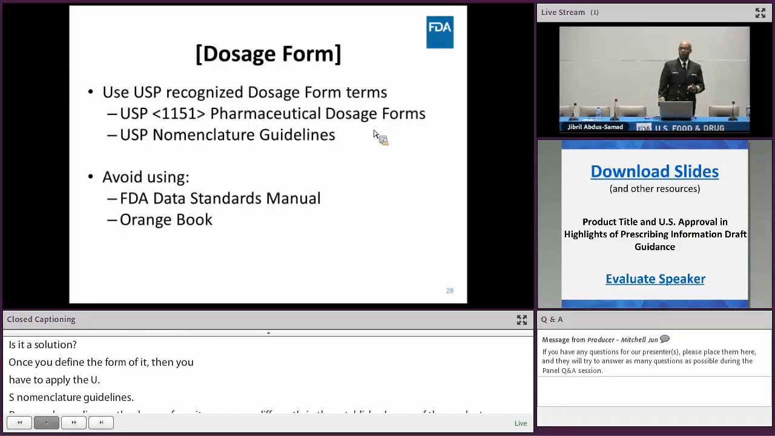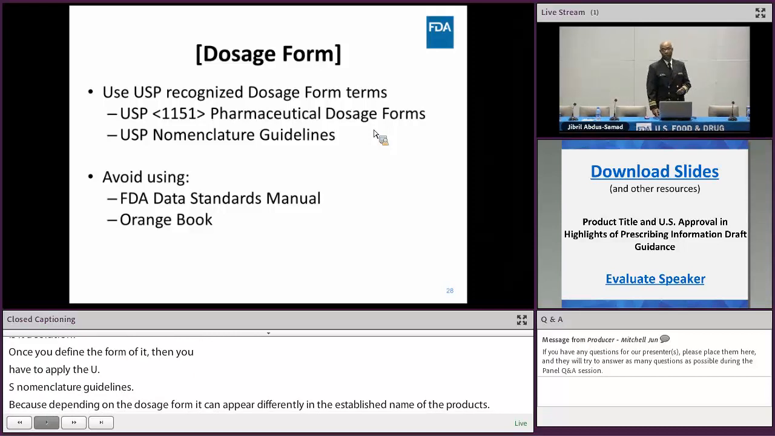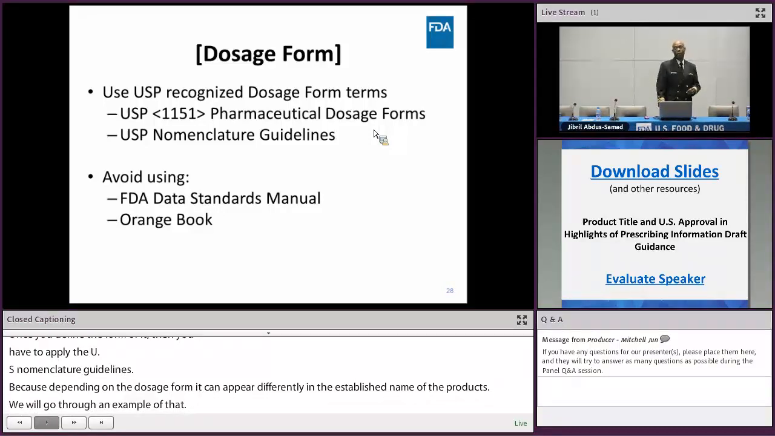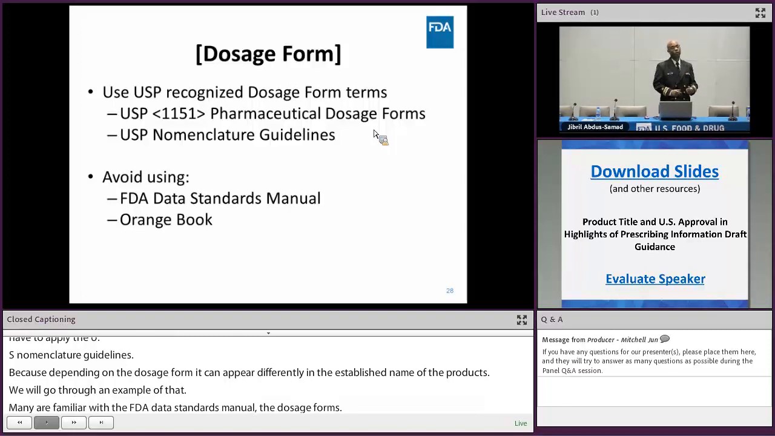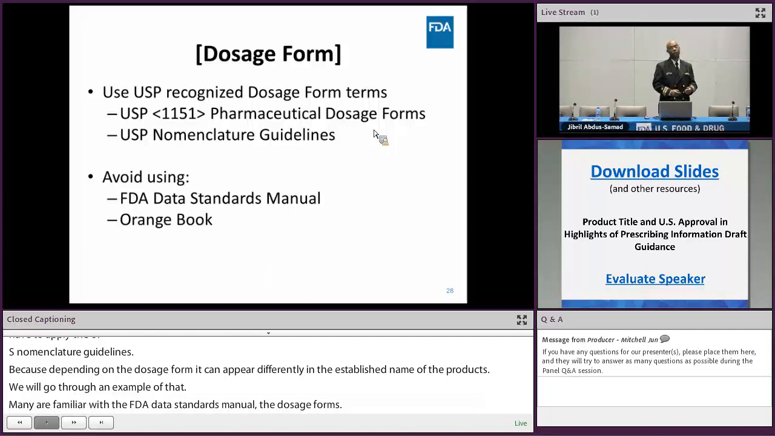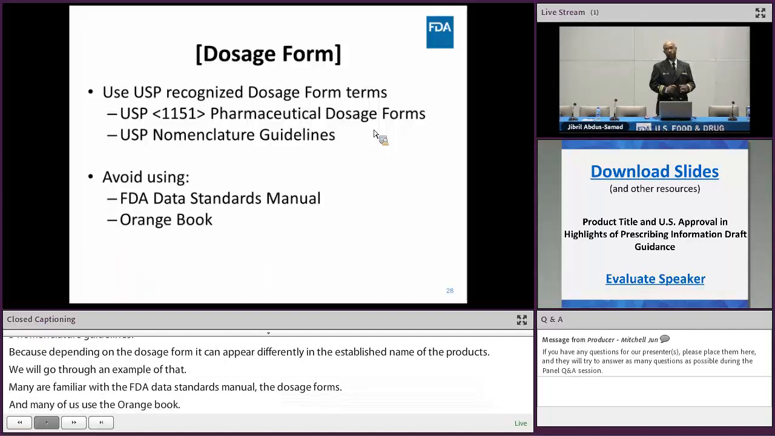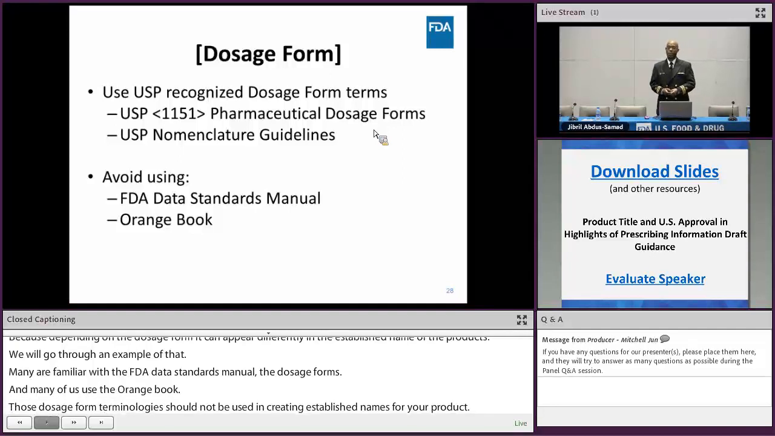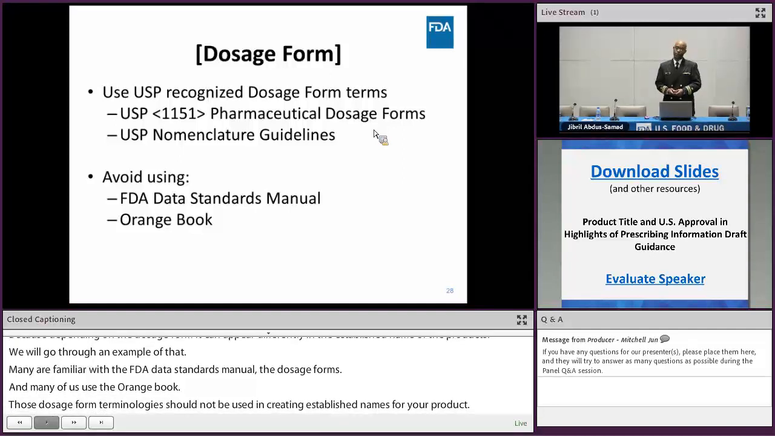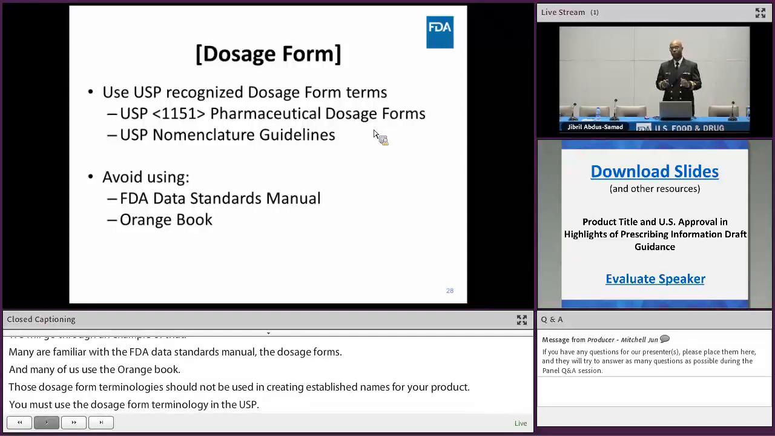Many are familiar with the FDA Data Standards Manual for dosage forms, and also many of us use the Orange Book. But those dosage form terminologies should not be used in creating established names for your product. You must use the dosage form terminology in USP. Those other documents serve different purposes. So for dosage form for naming, think USP dosage form terms.